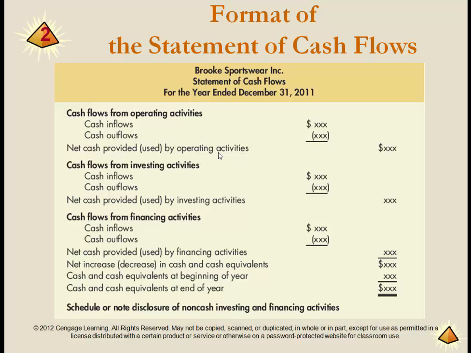Here's the format of the statement of cash flows, and this is Brooks Sportswear, and this is for 2011. And you have broad categories. Here's the operating. So here's the three sections: operating, investing, and financing. Remember, there's a couple things that are in here that don't show. You start off with net income. Then you have two other line items that we'll see here in a minute, but I'm going to touch on them.